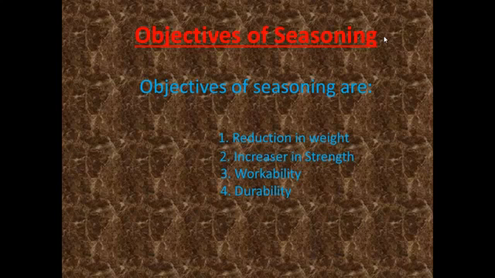Then we have workability. Timber has to be cut into smaller boards and planks. Green timber would be more difficult to work with compared to seasoned timber. And then durability. Moisture invites a number of microorganisms and insects to thrive on its sap, which may destroy the wood tissue, and hence moisture content should be expelled out.